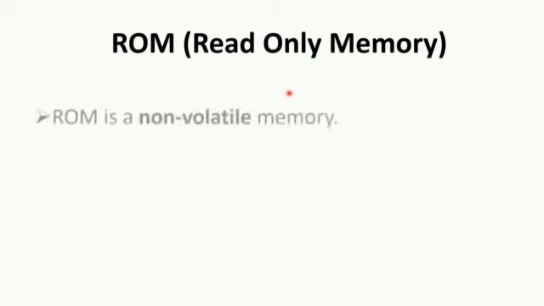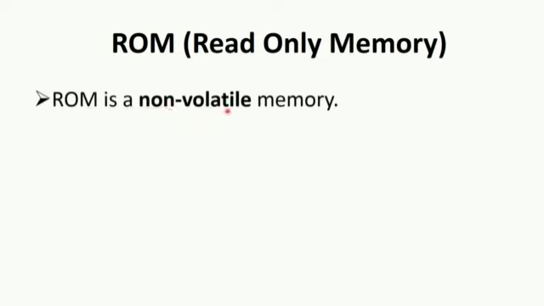Now, ROM, read-only memory. Unlike RAM, the ROM memory can't be directly accessed by the CPU. The data is first transferred to the RAM and then the CPU can access that data from the RAM. ROM is a non-volatile memory. The data inside the ROM is retained even if the power of the CPU is switched off.